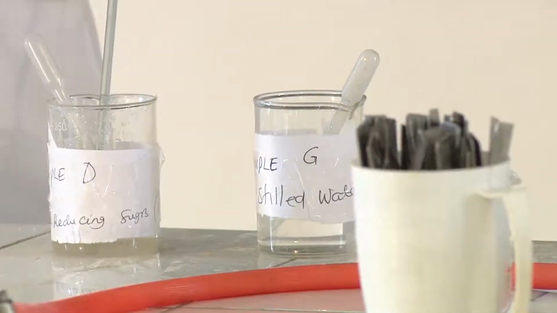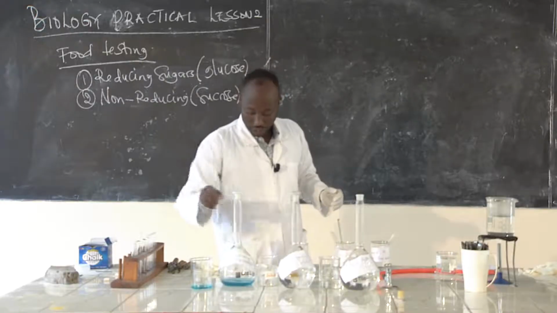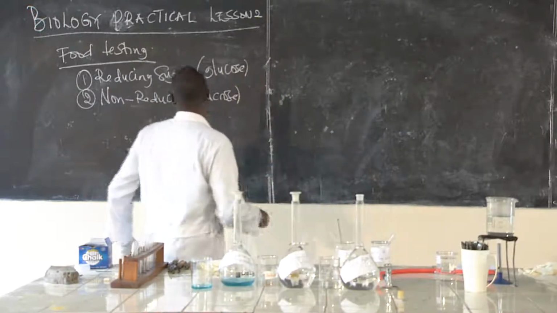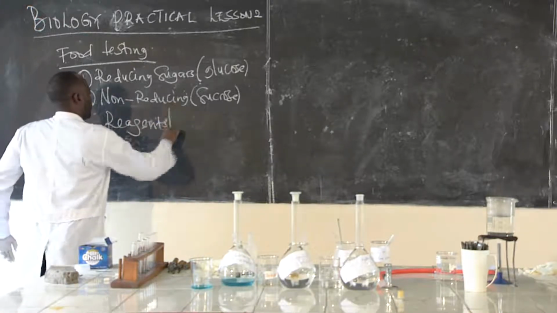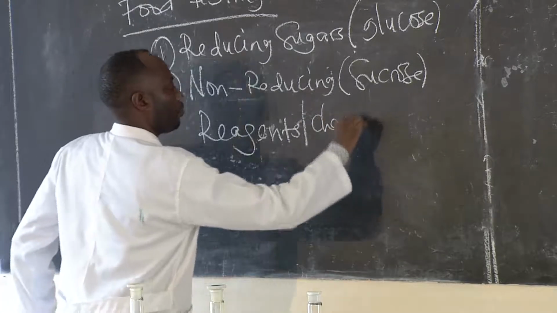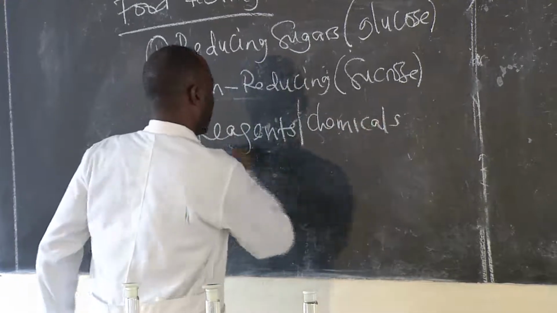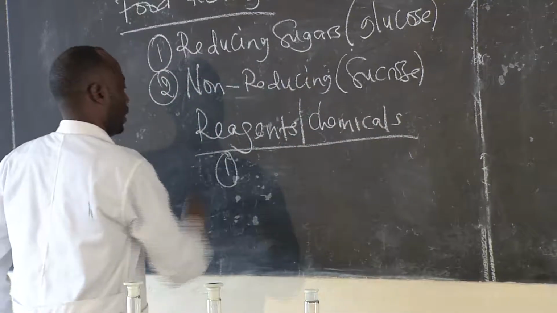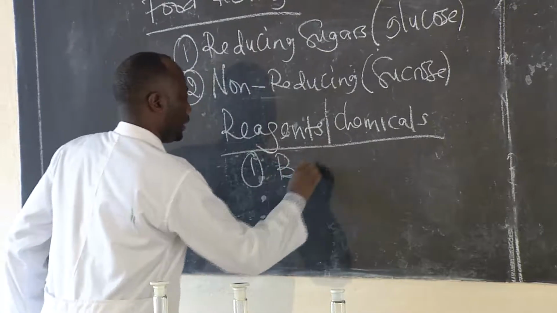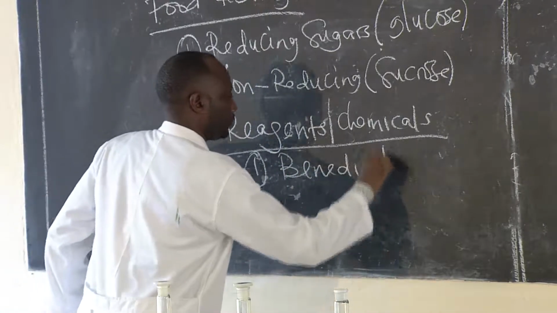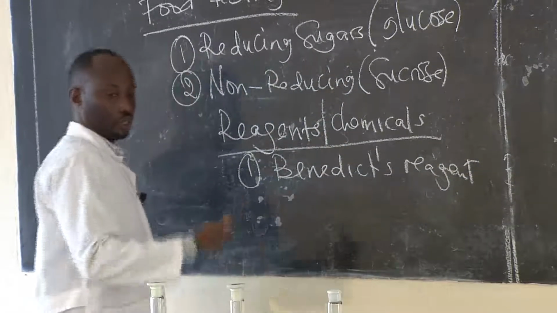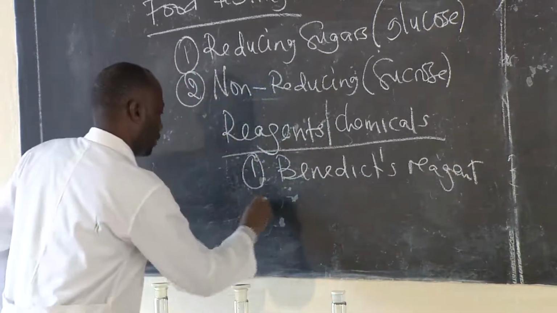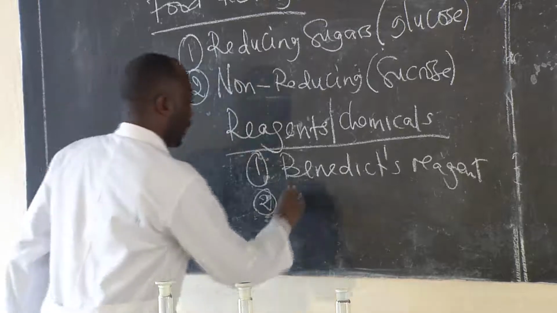I'll be using chemical reagents. Let me just write the reagents, or we can call them the chemicals, that are going to be used. I'm going to use one, which is the Benedict's reagent, or you can call it a solution. I'm going to use number 2, hydrochloric acid.